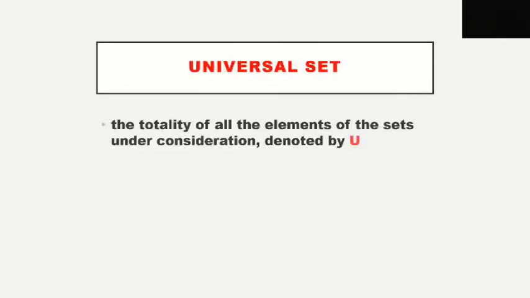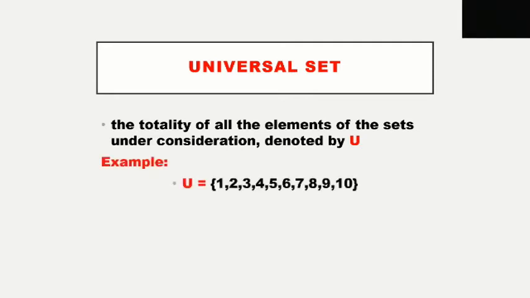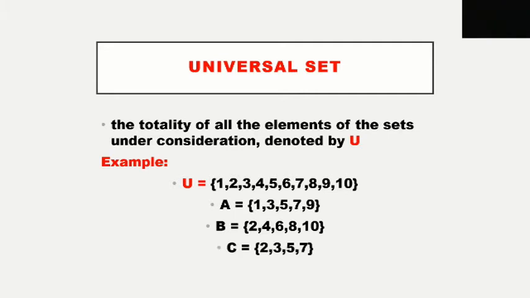The universal set is the totality of all elements of the set under consideration, denoted by capital U. Example, given the universal set from 1 to 10, there is a set A: 1, 3, 5, 7, 9. Set B, we have 2, 4, 6, 8, 10. And set C, we have 2, 3, 5, 7. So we can see here that given all sets, the universal set is the totality of all elements that we are considering.